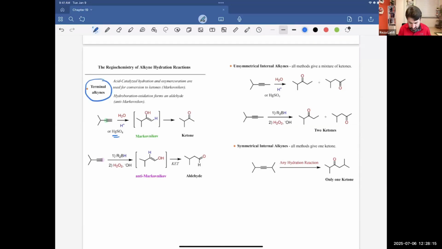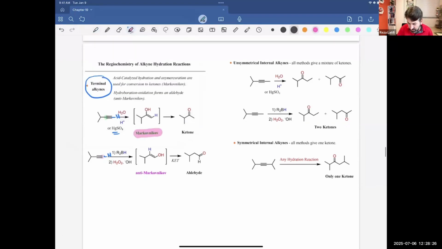Now, if it's a terminal, clearly it's not symmetrical because on one side you have H. Now, if you start with acid catalyzed, it will follow Markovnikov rules and it will give you a ketone. Okay, always ketone. Why? Because it will favor the carbon with more substituent. And that's not going to be a terminal carbon. It will be inner carbon. And because it's an inner carbon, that means we will have a substituent here that is anything other than hydrogen. And because that's not a hydrogen, it's a methyl, we will get a ketone.